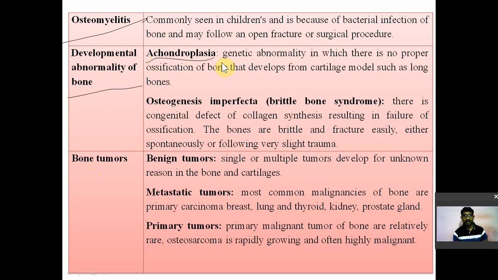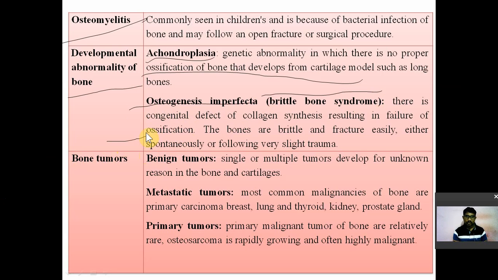Achondroplasia is a genetic abnormality in which there is no proper ossification of bone that develops from cartilage, for example in case of long bones. So achondroplasia means improper ossification of bones. Then there is another problem known as osteogenesis imperfecta, also known as brittle bone syndrome. There is a congenital defect in collagen synthesis resulting in failure of ossification. The bones are brittle and fracture easily, either spontaneously or by offering a very slight trauma.